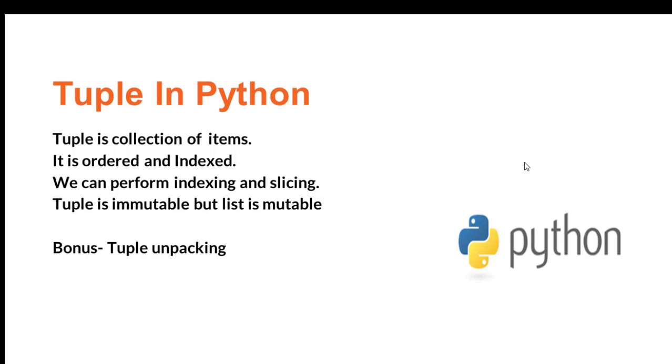Very important point, because it has the same properties as list. So what is the difference here? Tuple is immutable, but list is mutable. It means we have seen in list we can override the values, right? But tuples, no. Tuples are immutable. It means we cannot change the values which are assigned in tuples.